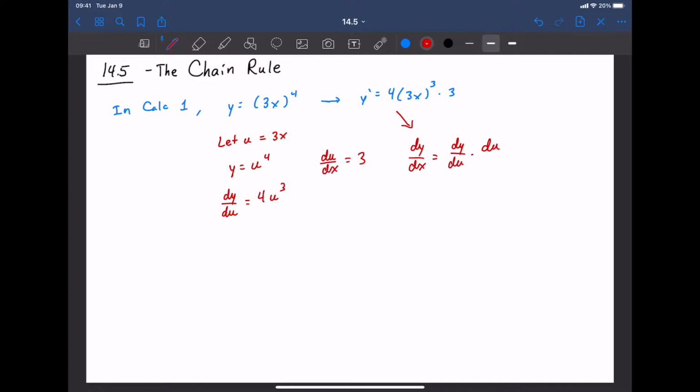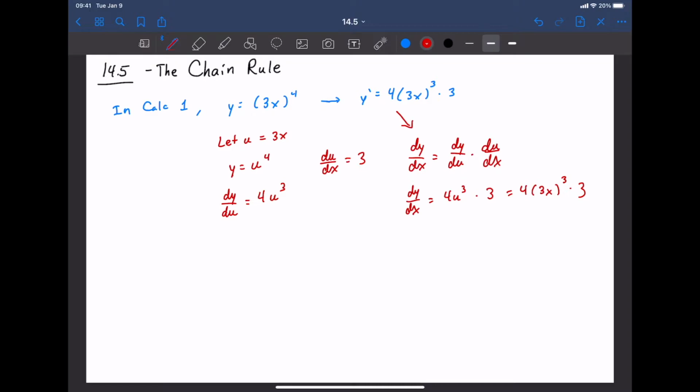times du/dx. One way that I'm pretty sure most students end up thinking about this is it's like the du's cancel. Well, that's an easy way to remember the formula. So dy/dx is 4u cubed times 3. If that doesn't look familiar enough, if you substitute it one more time, what was u? It was 3x. And so we're back at the beginning.